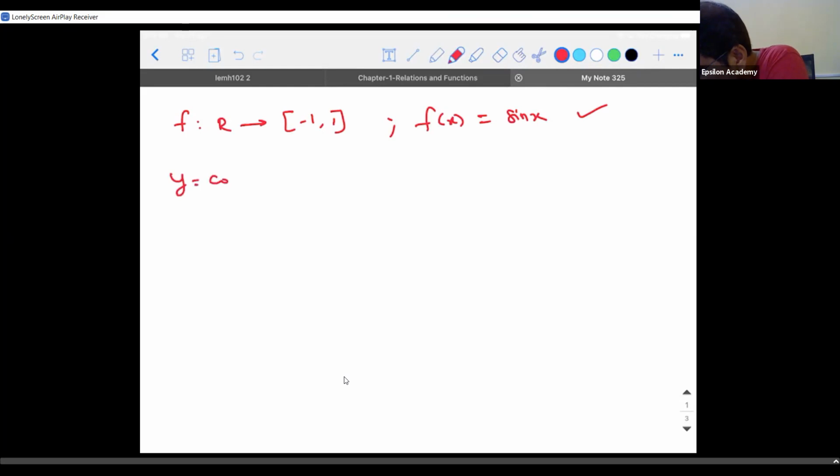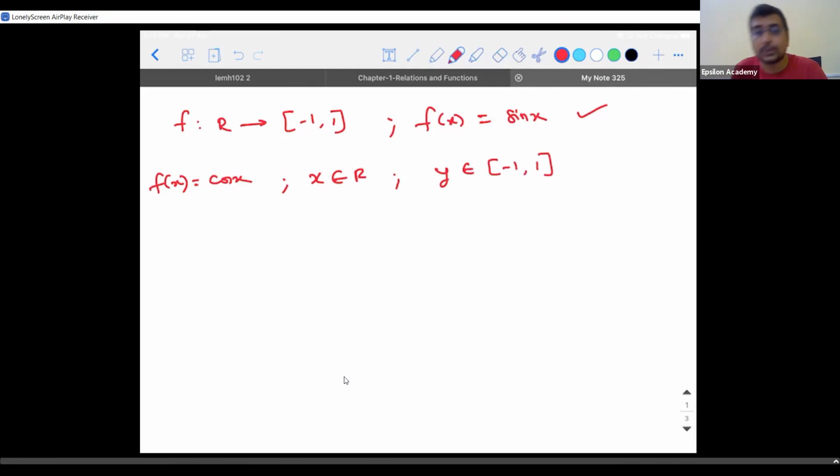If I ask you y is equal to cos x, then what comes to your mind? Now I need to know what is the domain and range. That is more important for me. Domain will be real numbers. It will give me a finite output, right? x belongs to real numbers. Where does y belong to? -1, 1. Yes, it belongs to -1 to 1.